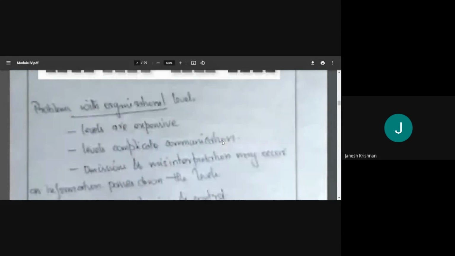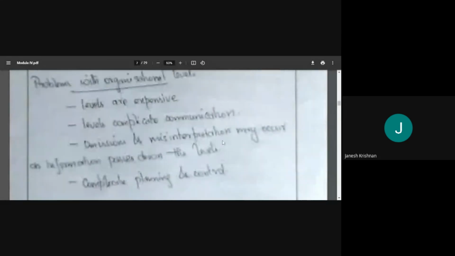And now, what are the organizational problems? Difficulties with the levels are expensive. When we are adding one person, it becomes more and more expensive. The levels complicate communication, because there are too many people involved. Then there is a chance of omission and misinterpretation.